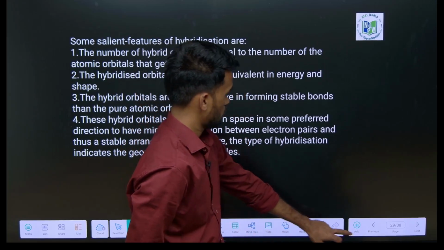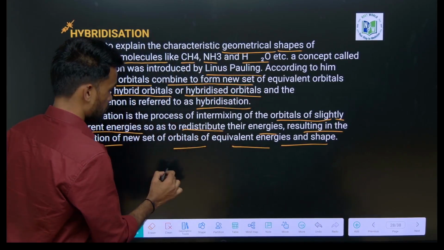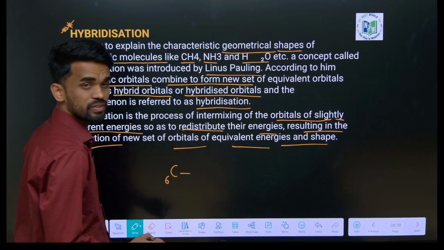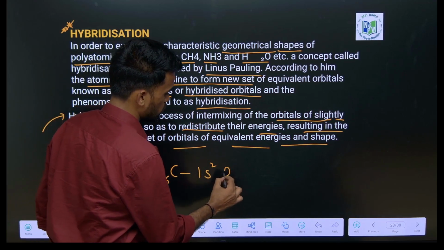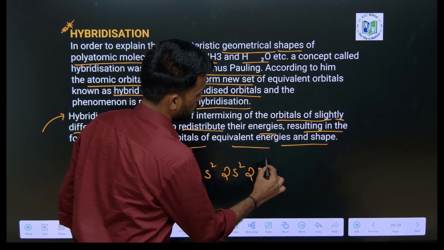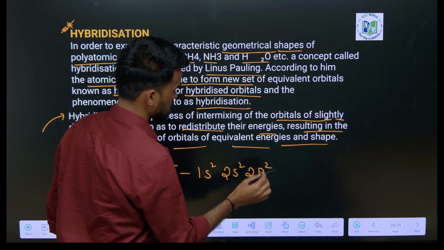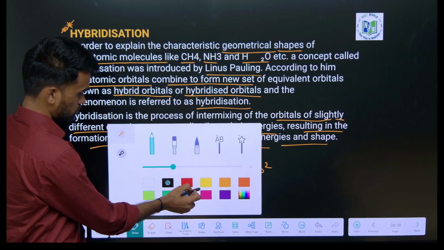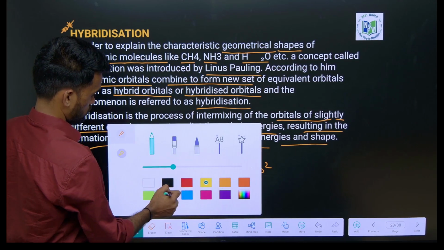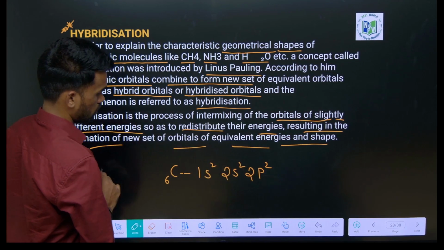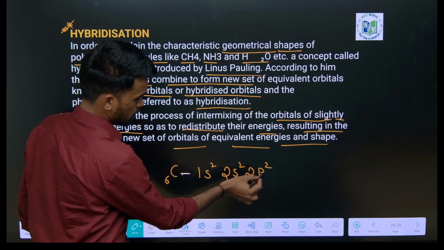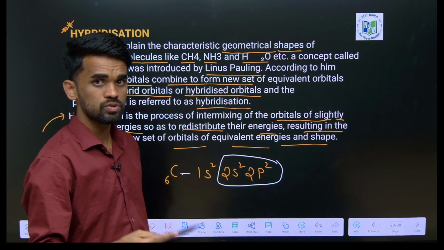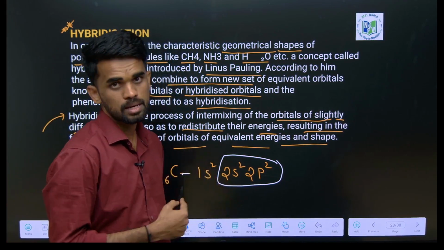For example, take carbon, with atomic number 6. The electronic configuration is 1s2, 2s2, 2p2. So these are the 6 electrons we have. Now we know carbon has only 4 electrons in its valency, and it requires 4 more electrons to fulfill its octet and gain stability, right?